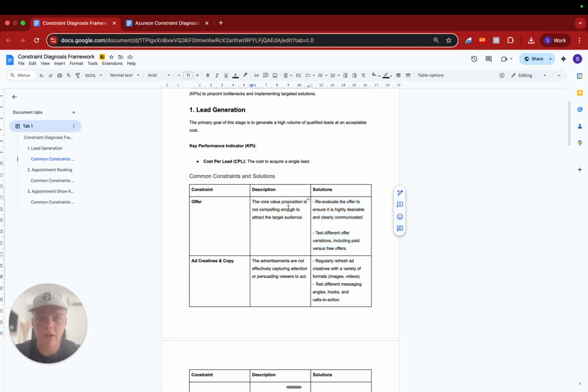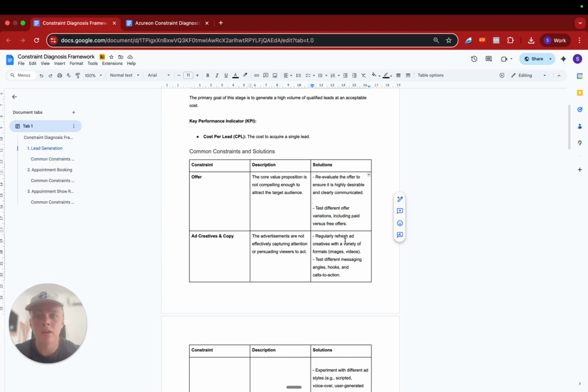So the core value proposition is not compelling enough to attract the target audience, maybe that's the constraint. The solution is to reevaluate the offer. Is the offer a fit, a product-market fit, to the audience? So you want to test different variations of the offer, maybe a paid versus a free offer.